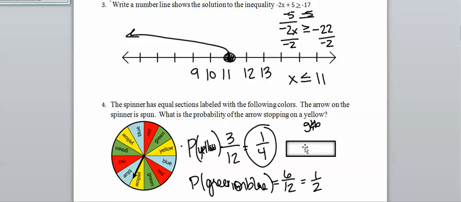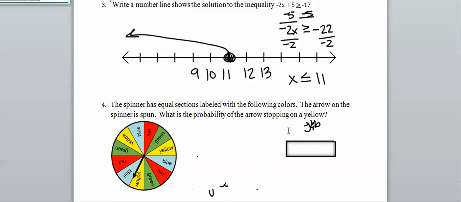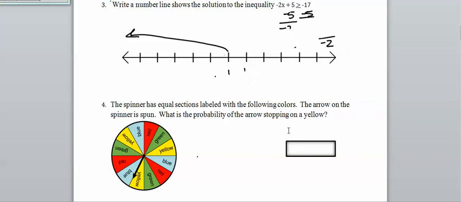Okay, if we just wanted green, then it's also 1/4. That's why I changed it, because I didn't want you to be looking at the exact same ones. Okay, let's look at the next problem. Get rid of this stuff.